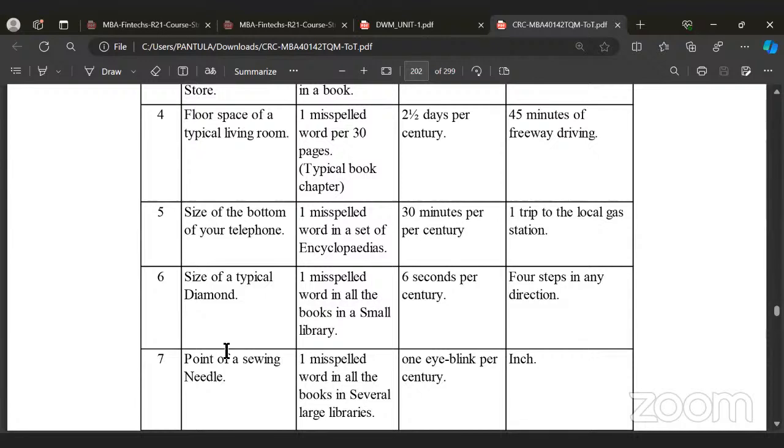And the 6th level: the size of a typical diamond. A diamond is very small. One misspelled word in all the books of a small library. 6 seconds per century, it's minute. 4 steps in any direction. So starting from Earth to the moon, now 4 steps. You can see the difference.